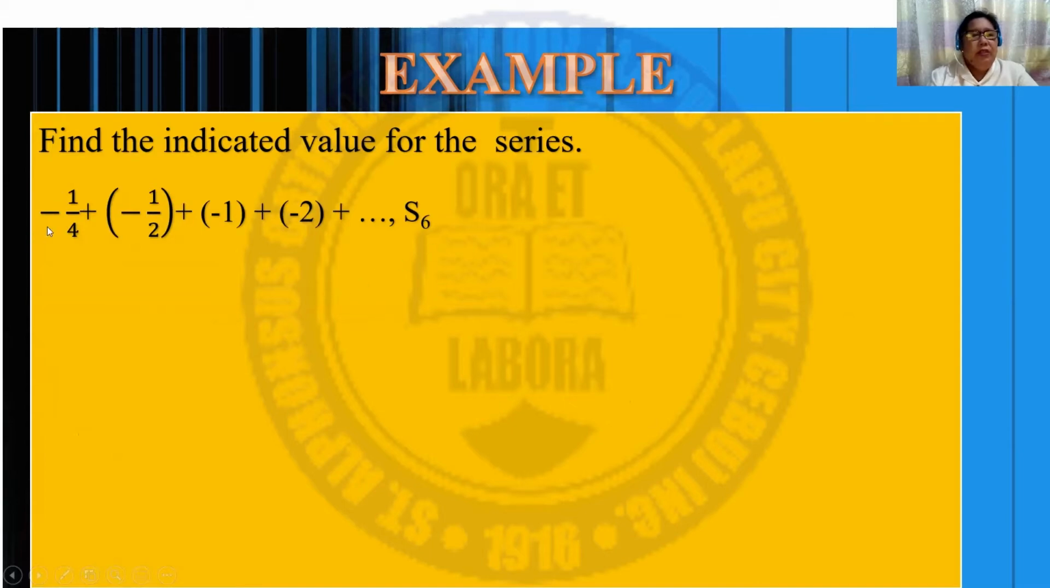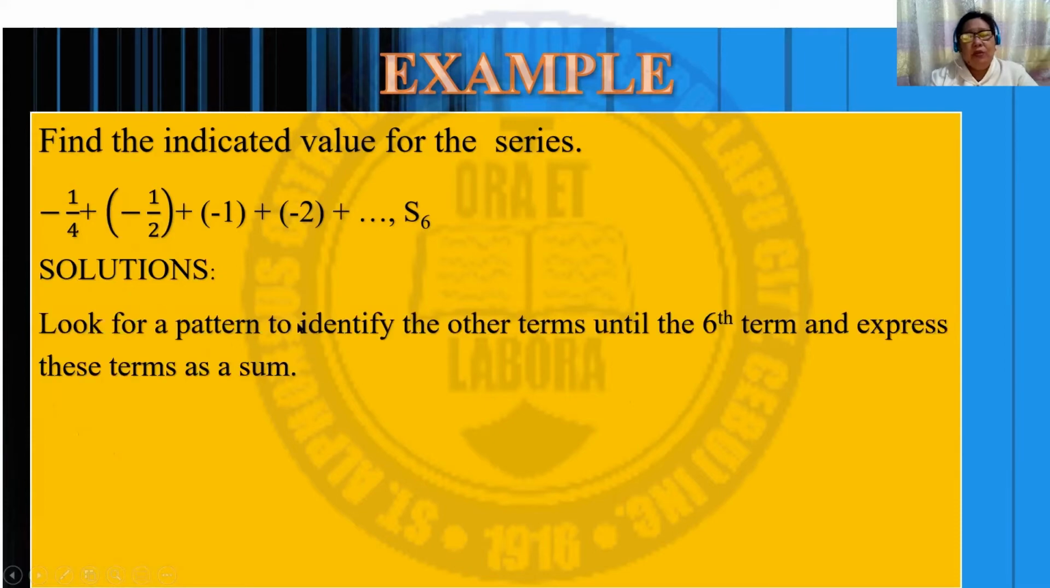So we have the first term, negative 1/4, plus the second term, negative 1/2, plus the third term, negative 1, plus negative 2, and so on. For the solutions, you have to look for a pattern to identify the other terms until the 6th term and express these terms as a sum.